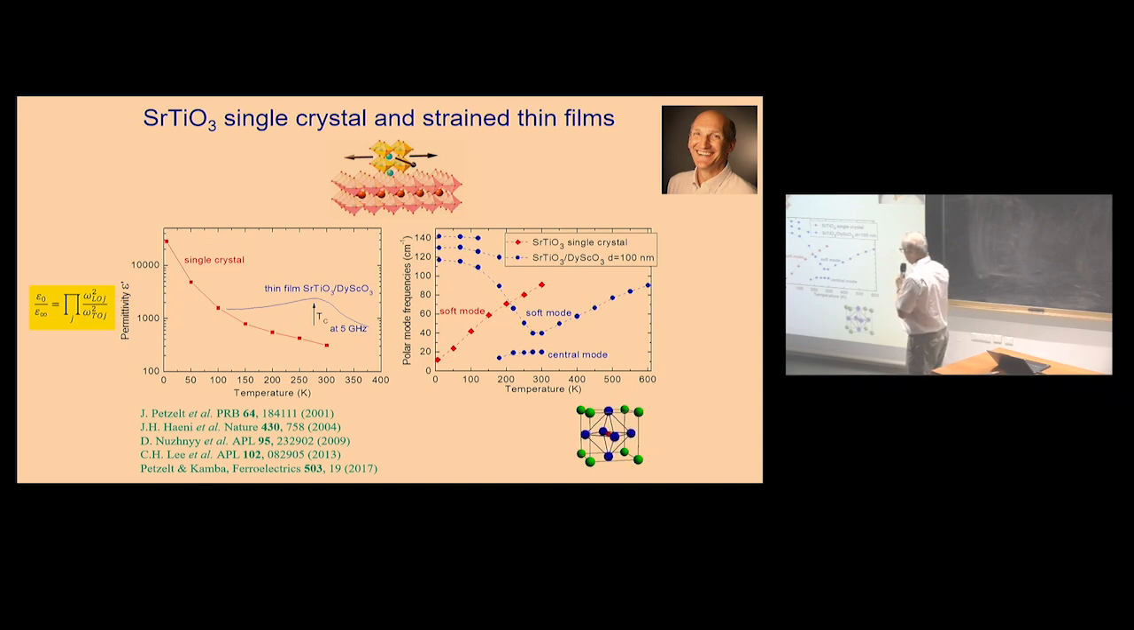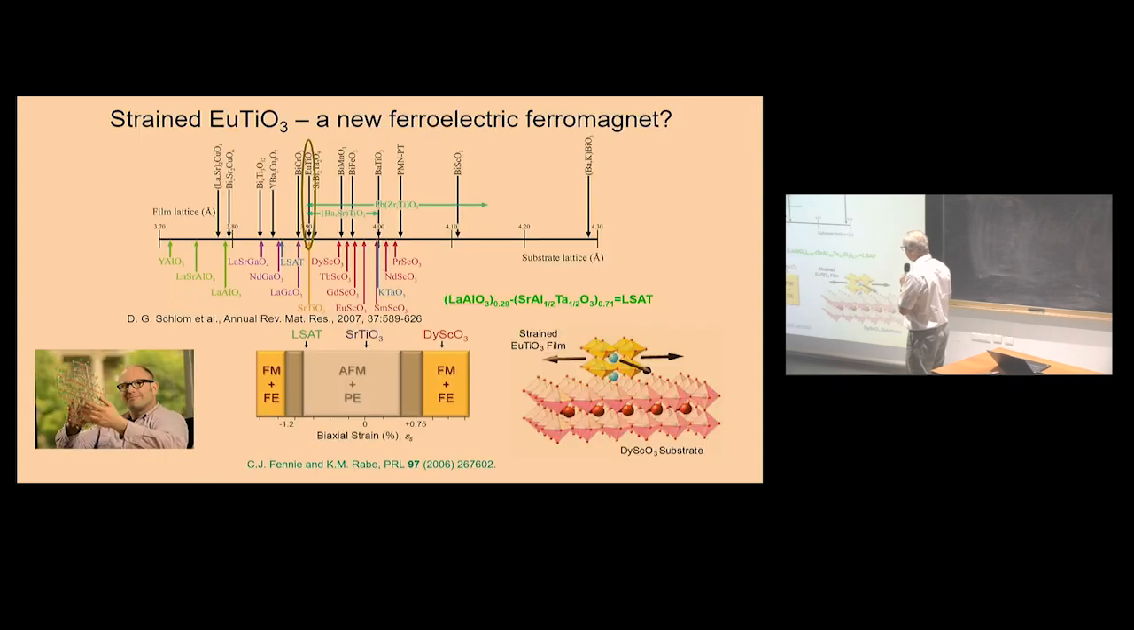While the soft phonon shows completely different behavior in bulk. In bulk, you have high frequency at room temperature and softening to 10 reciprocal centimeters, which is responsible for this increase of permittivity. So this is a nice, mostly displacive phase transition with a small contribution of order-disorder.